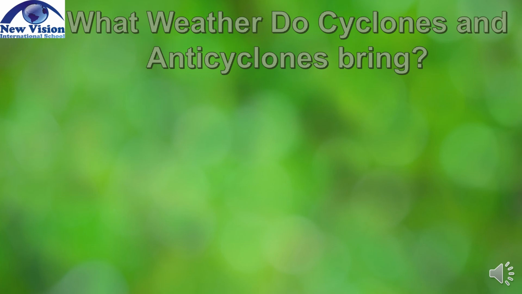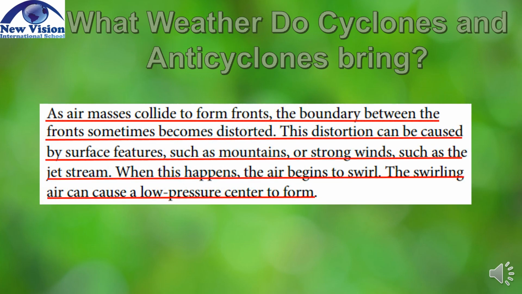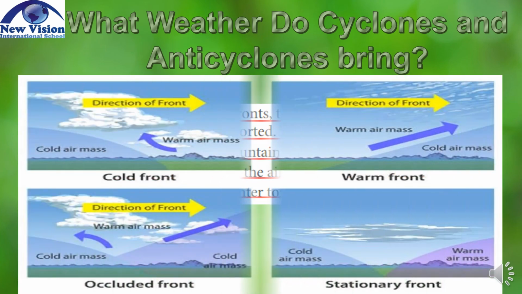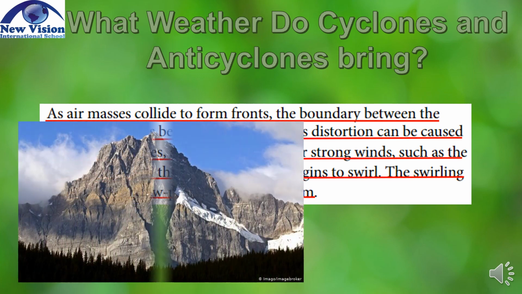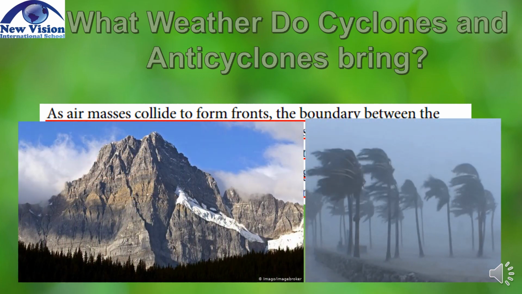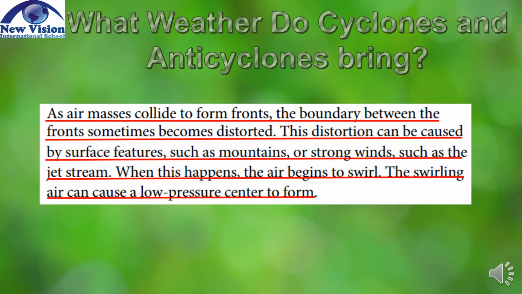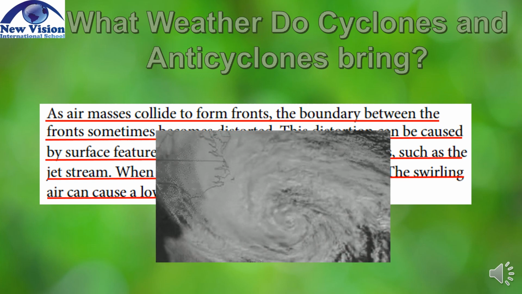What weather do cyclones and anticyclones bring? As air masses collide to form fronts, the boundaries between the fronts sometimes become distorted. This distortion can be caused by surface features such as mountains or strong winds such as the jet stream. When this happens, the air begins to swirl. The swirling of air can cause low pressure.